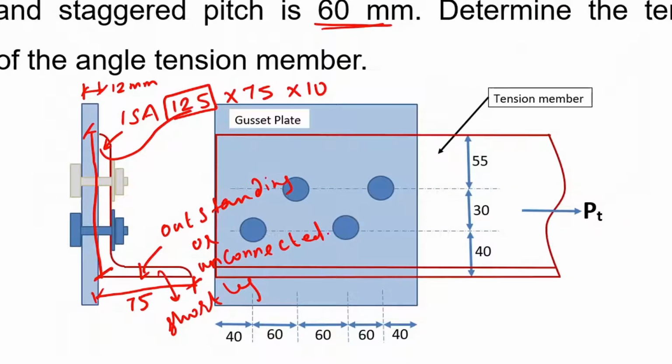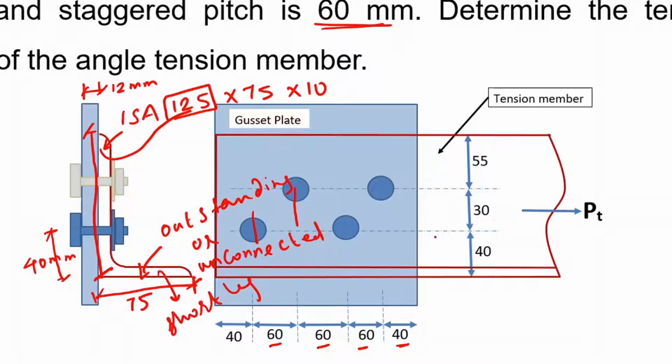And if you look at the elevation, the bolts are arranged in a staggered manner. From the corner, the bolts are arranged at a distance of 40 mm, and that is given here. So the first bolt is 40 mm from the corner. In the load direction, the distance between one bolt and another, center to center, is the pitch. So pitch is 60 mm, and at the end you have 40 mm as end distance.